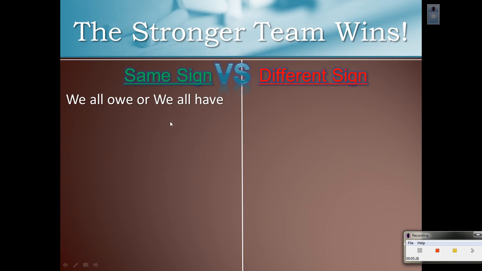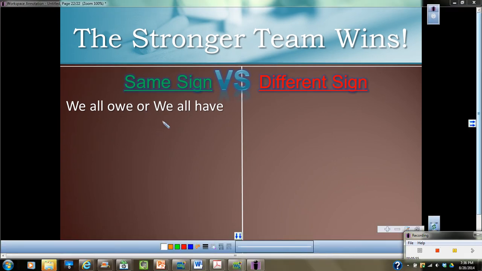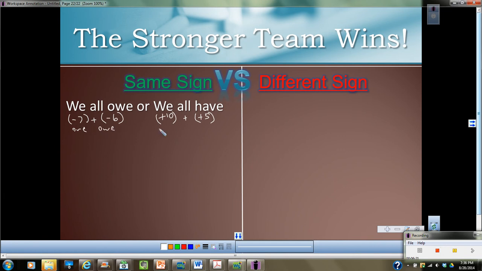Another example of same sign is when you have. Okay? So say I have $10 from a friend, and then I have $5 from another friend. That's an example of two positive numbers. I have and I have. Owe would be like I owe a friend $7 and I owe somebody else $6. These are examples of same sign. I either owe or I have. So those are examples of same sign.